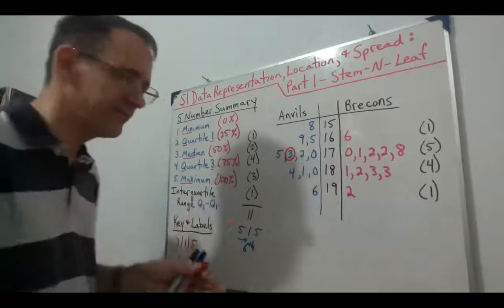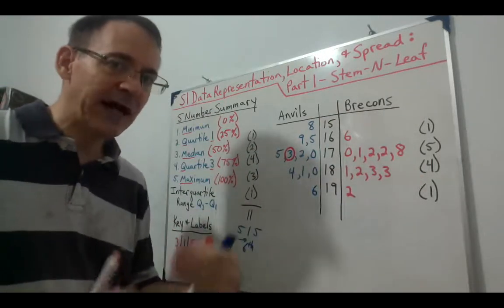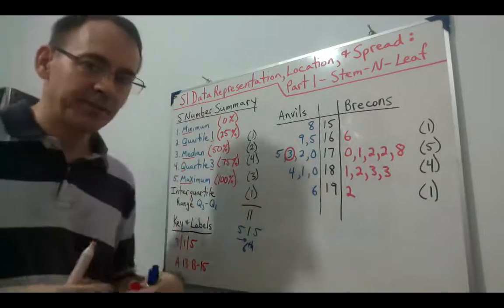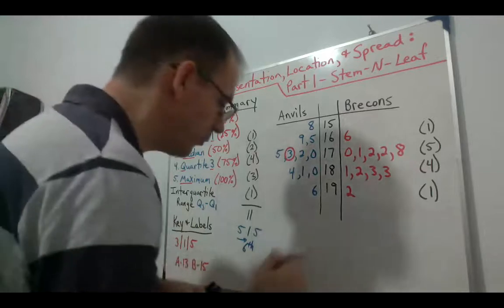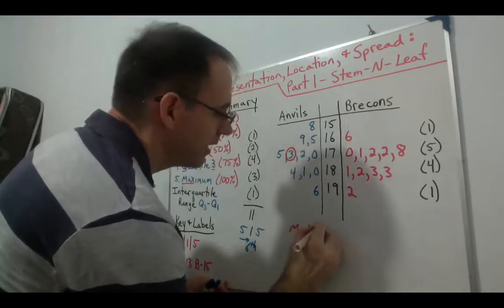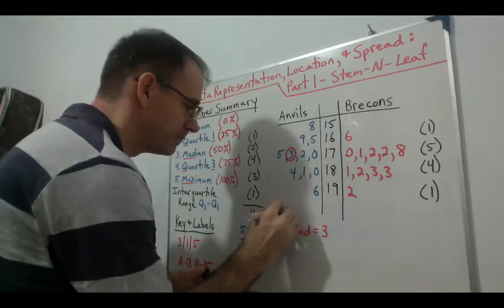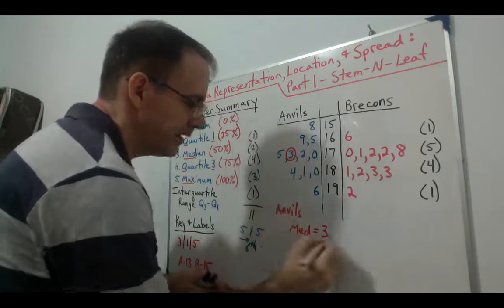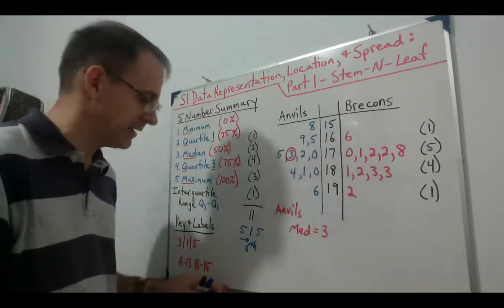So there's different ways of doing it, but these numbers on the side can help you find those quartiles a little bit more quickly. So that's the median. So we want to put that. The median equals 3. This is our anvils. Median equals 3. Now we want the interquartile range.